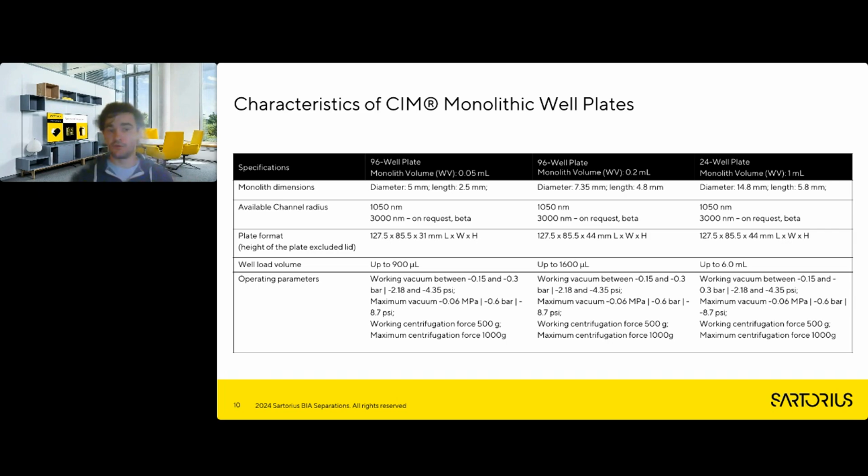Well load volumes range from 0.9 milliliters in the smallest 96 well plates to up to 6 milliliters in the 24 well plate format. We can operate them with a vacuum manifold with up to 0.6 bar negative pressure, and up to 1000 Gs of centrifugation force, or 13 psi of positive pressure.